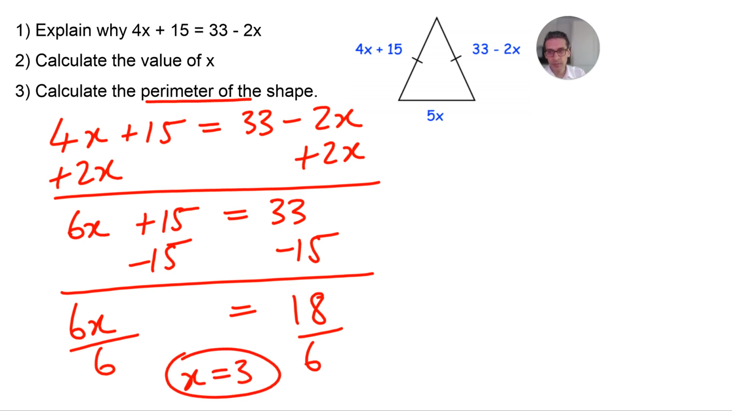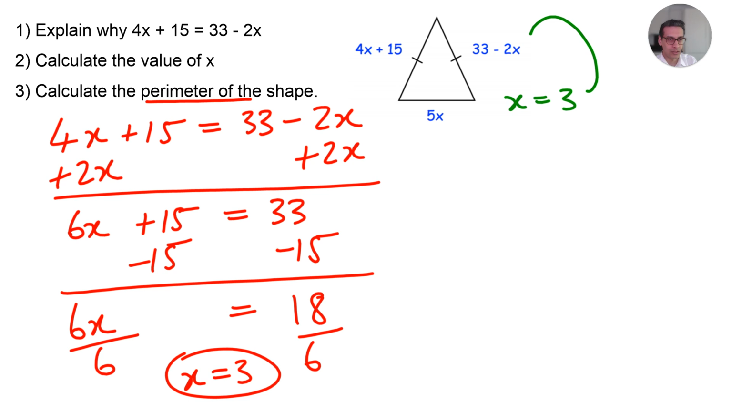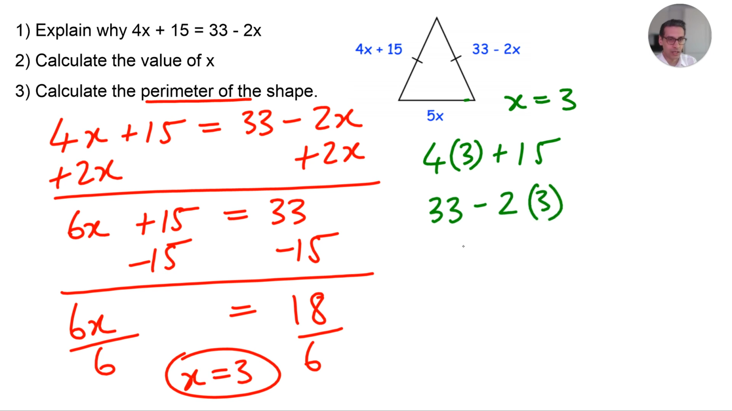Now it says calculate the perimeter. So now that we know that x is equal to 3, we are going to have to substitute it into all of these values and then add them up, because we want to add up all the sides. So we'll do that one by one. 4 times 3 plus 15. We're going to do 33 take away 2 times 3, and 5 times 3. So these are the sides given.